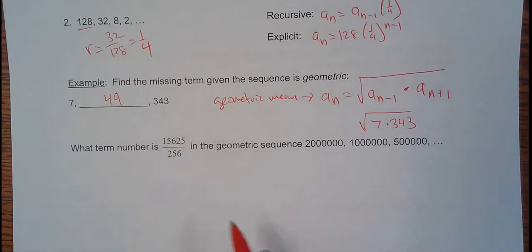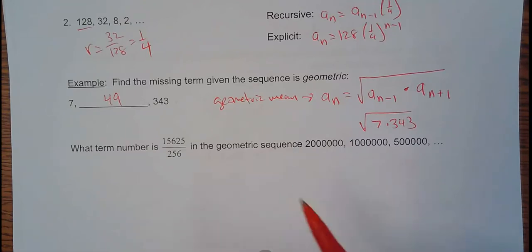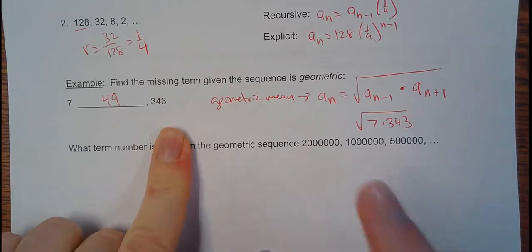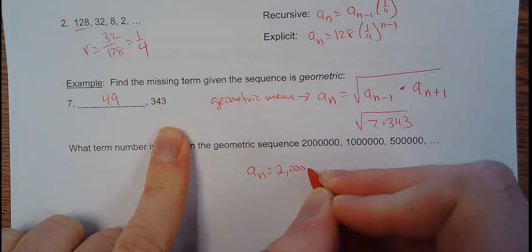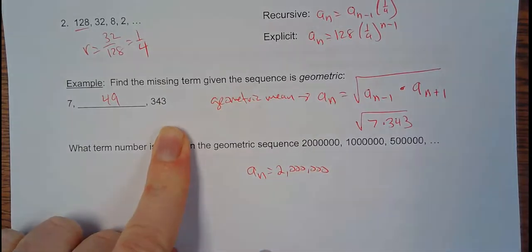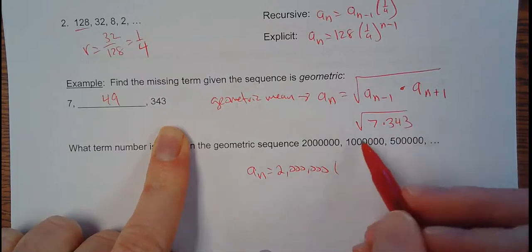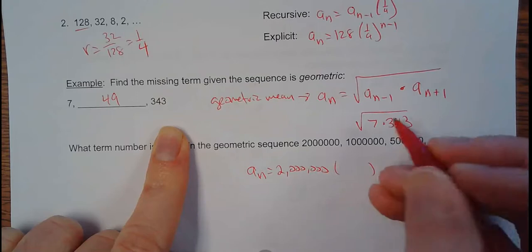What term is 15,625 over 256 in this sequence? Well, the key is find the explicit formula. So ignoring this for a second, let's just use that and find the explicit formula. So the first term is 2 million. The common ratio on this, take any of these terms divided by the previous term. So I got 1 million and 2 million, that's a half. 500,000 and 1 million, that's still a half.